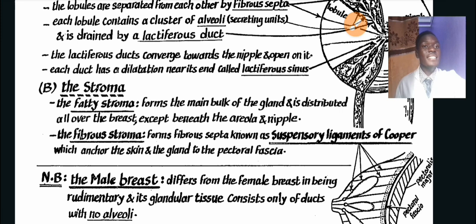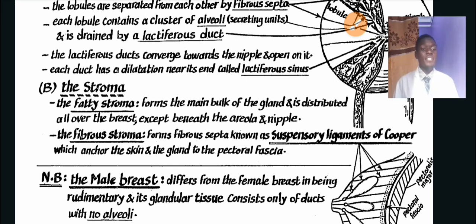These fibrous septa are also called the suspensory ligaments of Cooper, which anchor the skin and the gland to the pectoral fascia. Now, these suspensory ligaments of Cooper attach the breast to the pectoral region, to the muscles beneath. Actually, they span from the overlying skin of the breast to the pectoral fascia, where they hold the breast in its normal position.